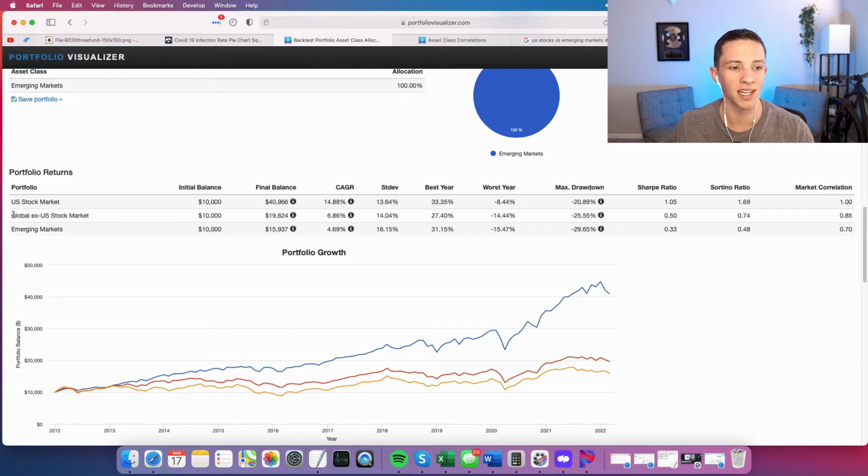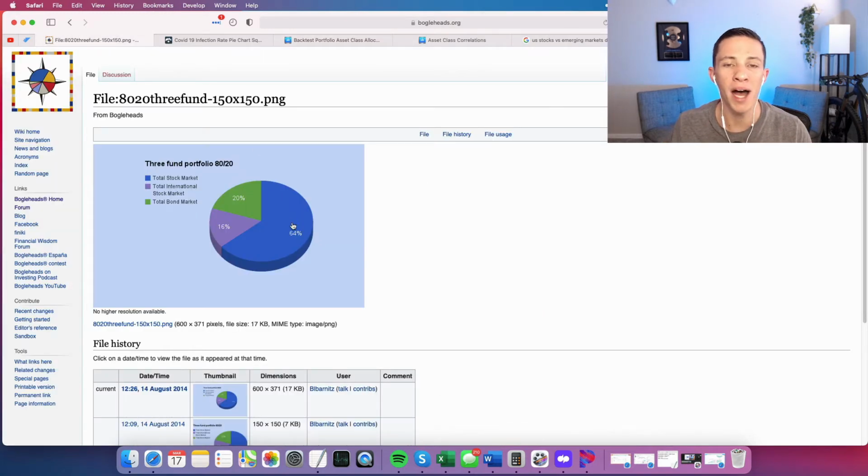Whereas if you invested in the global stock market, excluding US, so your international stocks, $10,000 invested on a total return basis, so that means reinvesting all dividends and distributions and capital gains, would have grown to only $19,624. So you more than doubled your total return by investing in US stocks only over the last 10 years. And I think this really lends itself to generating the bias towards US stocks.